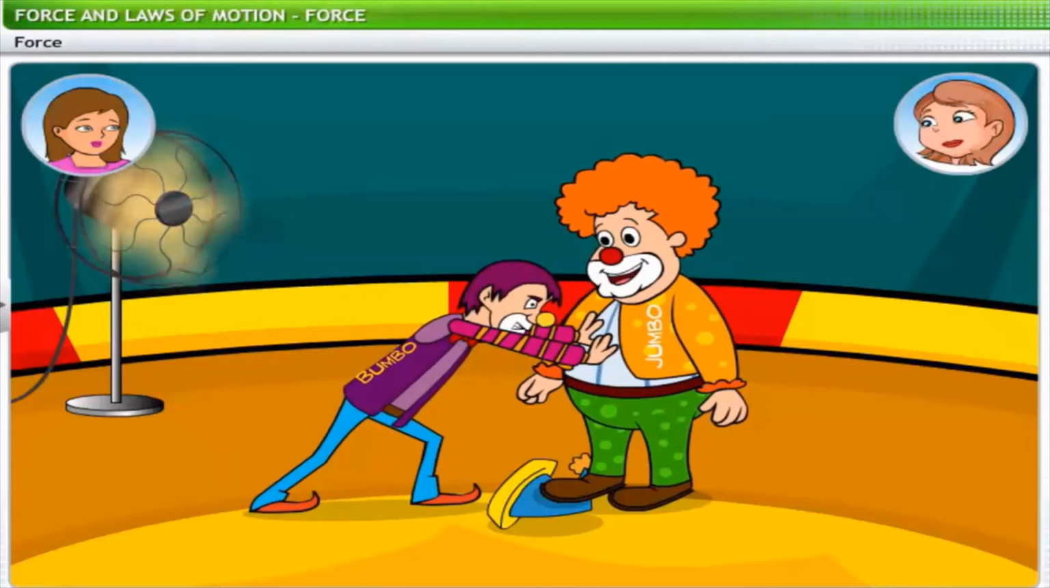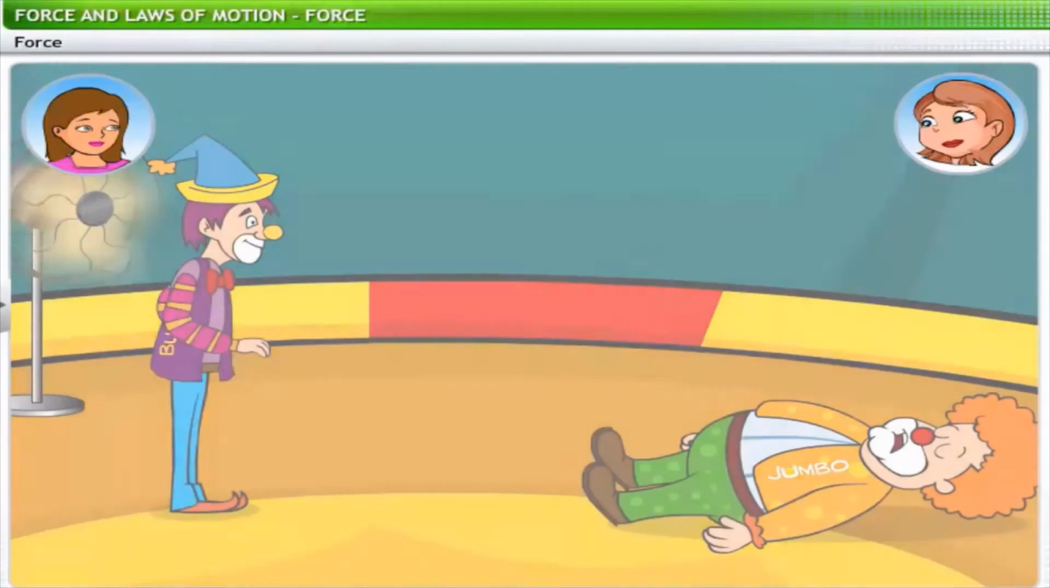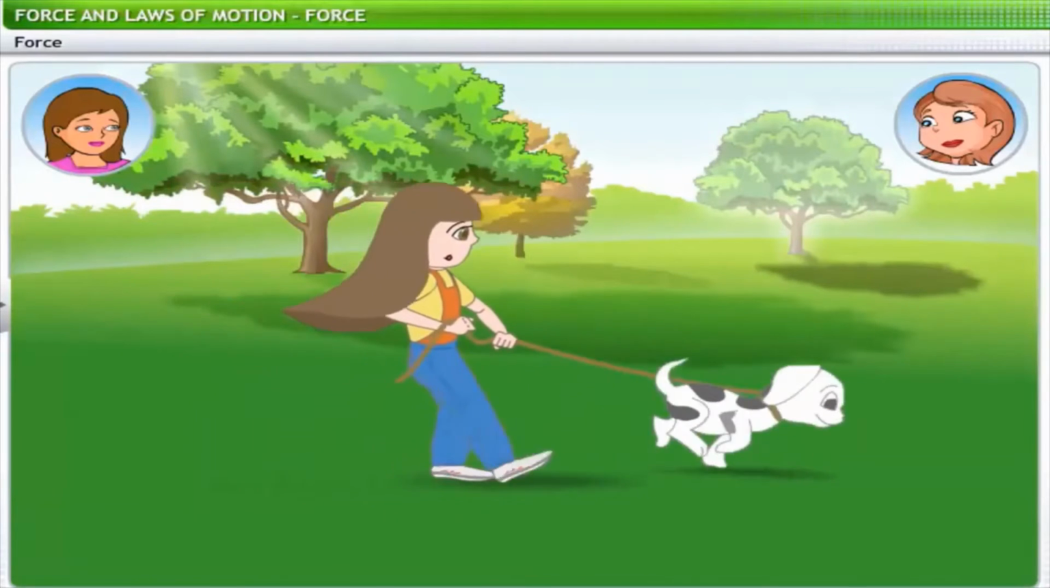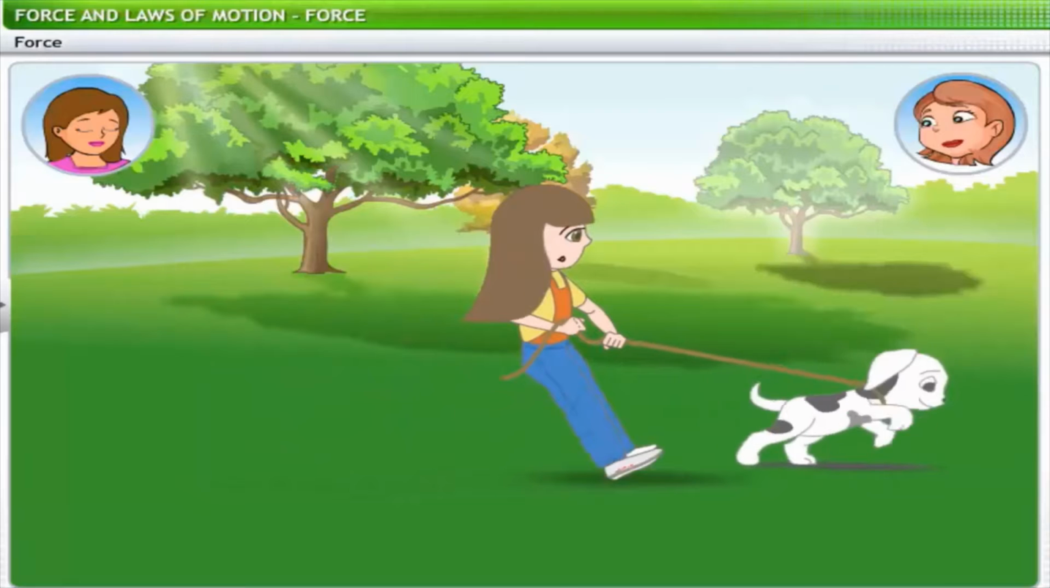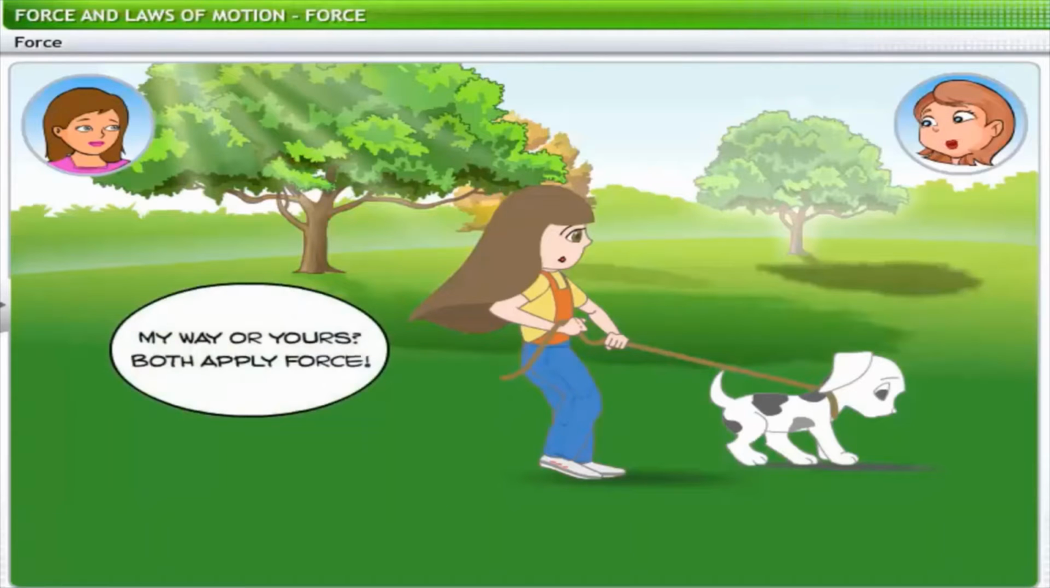I guess he needs to push harder. That's right. When Bumbo increases the force exerted on Jumbo, he is able to push Jumbo away. There you go. He got his cap. This child is applying force, trying to stop the dog from breaking free of the leash. If you have ever taken a dog for a walk, you have probably had a similar experience. A dog that is eager to get away can apply a considerable amount of force on the leash. You can say that a force is being exerted on the bodies in both these cases.